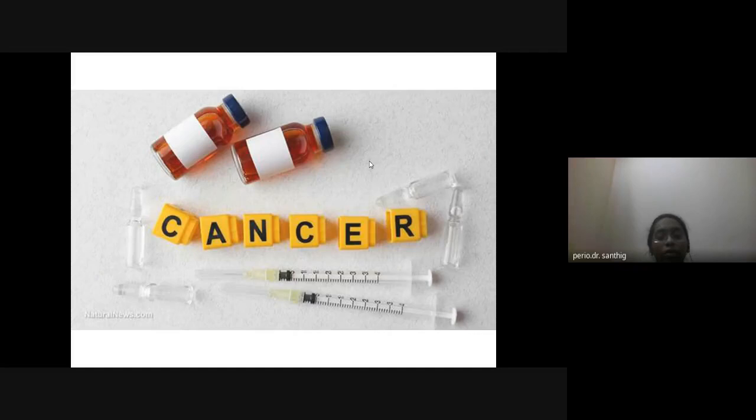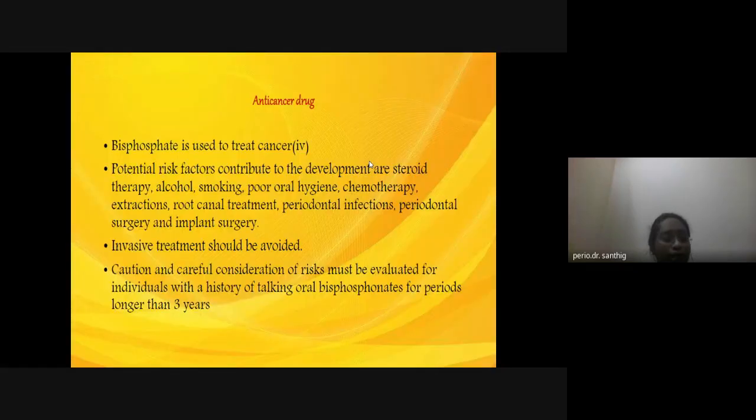That is about tuberculosis. Next is cancer patients. So patients under anti-cancer drugs, they will use bisphosphonates. Potential risk factors which will contribute to the development are steroid therapy, alcohol, smoking, poor oral hygiene, chemotherapy, extractions, root canal treatment, periodontal infections, periodontal surgery, and implant surgery.